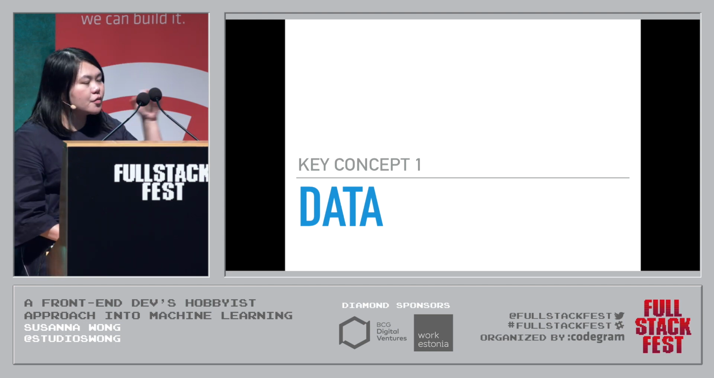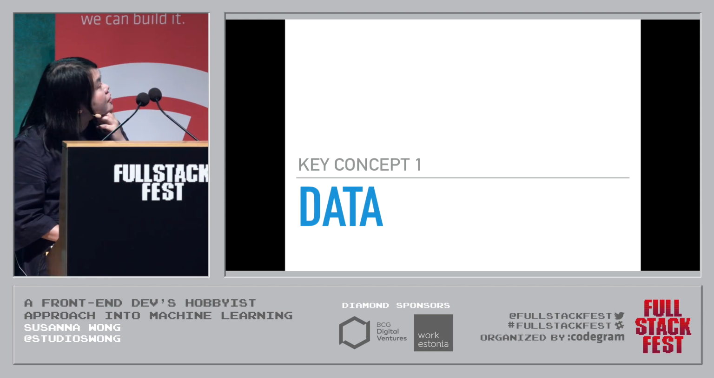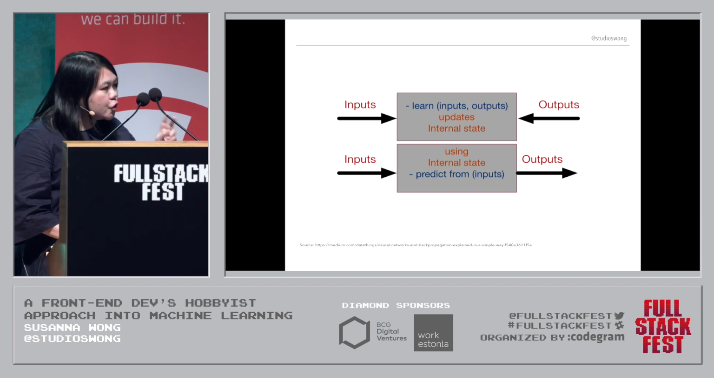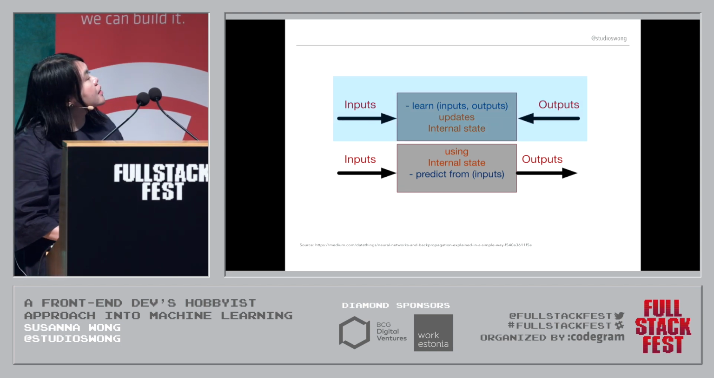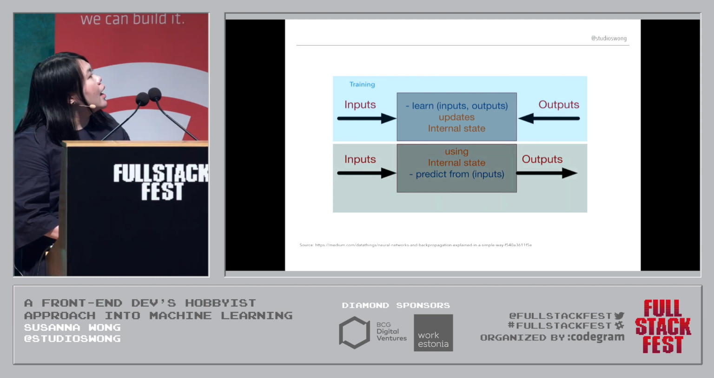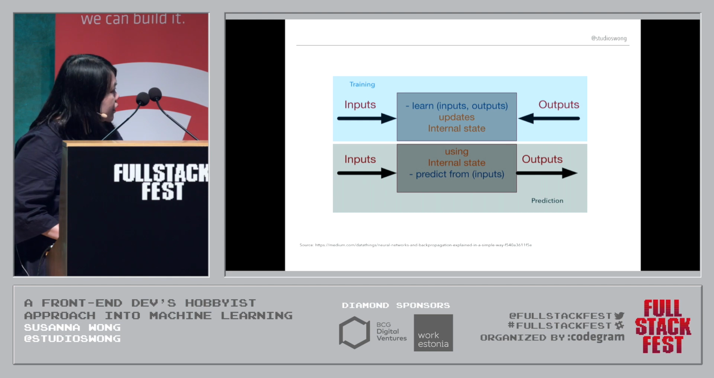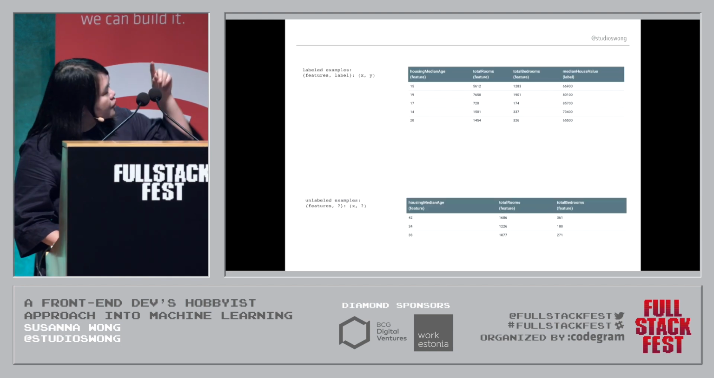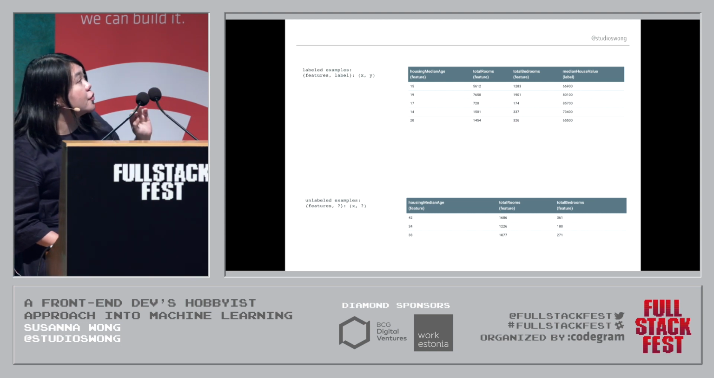So we're going to go through all the concepts one by one. First, we're going to go through data. There are 2 types of data: one type that we use for training, and one type that you use for prediction. The training data, for example labeled examples, is the data we use for training.